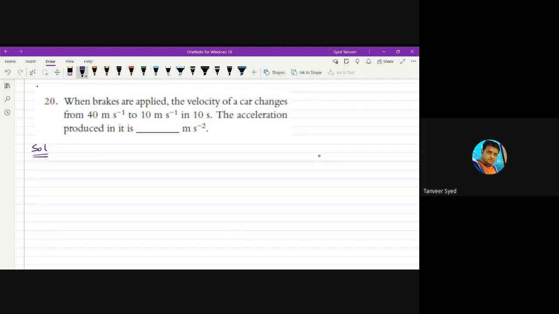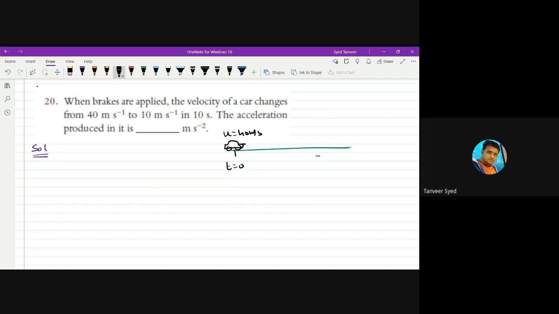First of all, read the statement carefully, understand the given situation, and if possible, show it in the form of a figure. Again, a car. Brakes are applied to a car which was moving at 40 meter per second, and its velocity becomes 10 meter per second in 10-second time. What is acceleration produced?